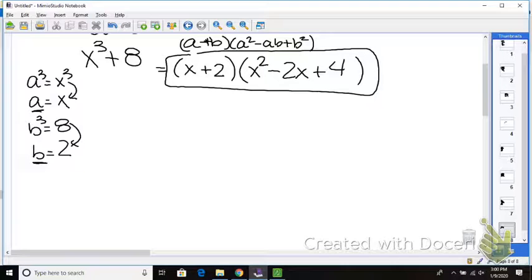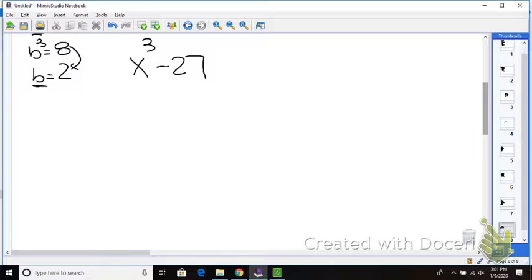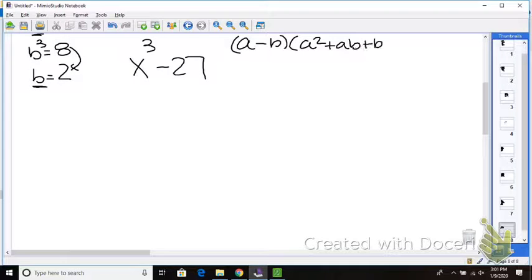So let's try a subtraction one. So let's say x cubed minus 27. I'm going to tell you now, the signs, all that does is tell this minus sign, this is not a negative 27. This minus sign tells me that I'm going to use a minus b times a squared plus ab plus b squared.